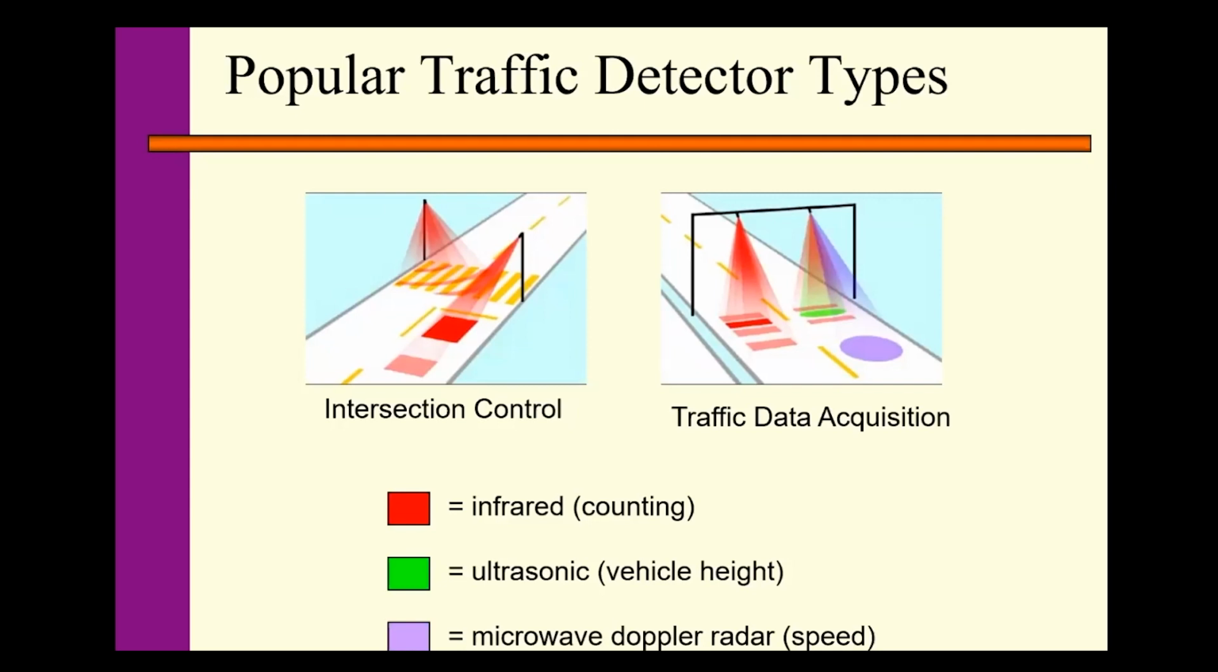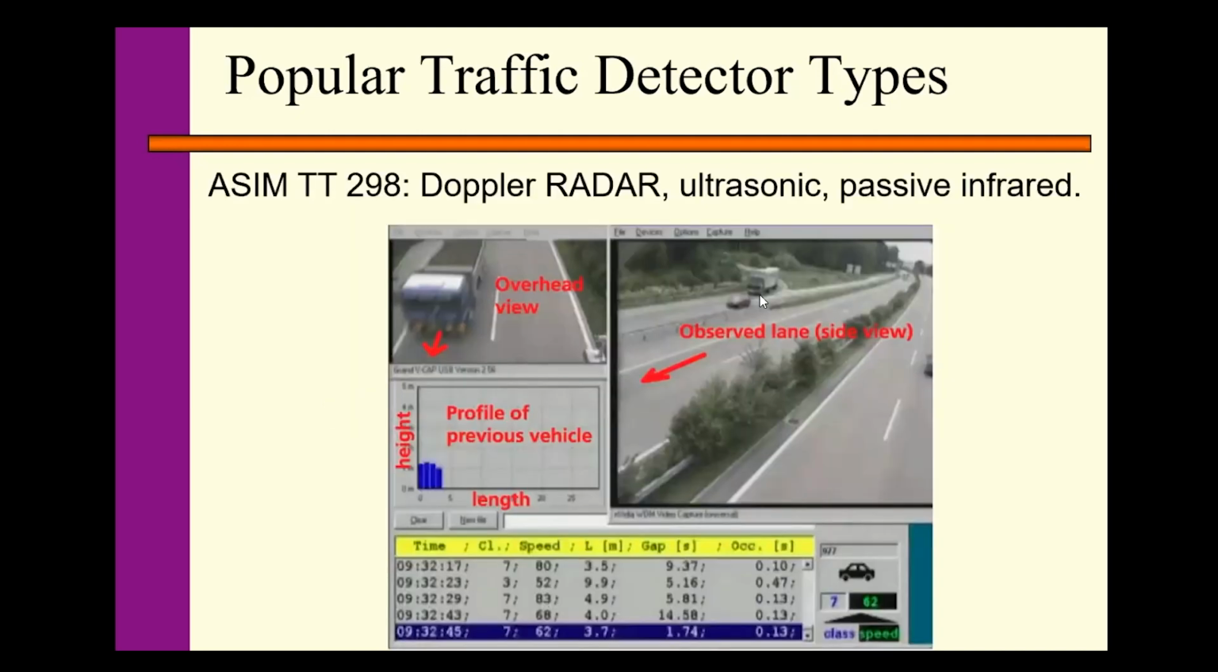And then I use microwave radar to detect the vehicle speed. This is the interface of this triple technology sensor. You can see this sensor installed on the overhead bridge. When the vehicle passes through the sensor, it can detect the vehicle's profile, including length and height.